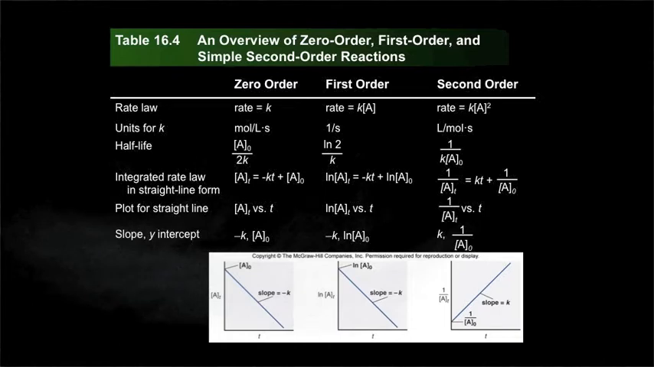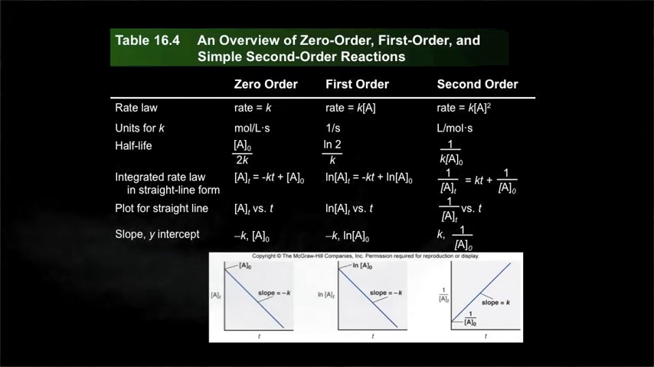negative k. For a first order, the rate is equal to the rate constant k times the concentration of that species raised to the first power. Now we saw the half-life is the natural log of 2 over that rate constant. And we'd get a straight line for a first order reaction if we graphed the natural log of the concentration versus time, getting a slope equal to negative k.